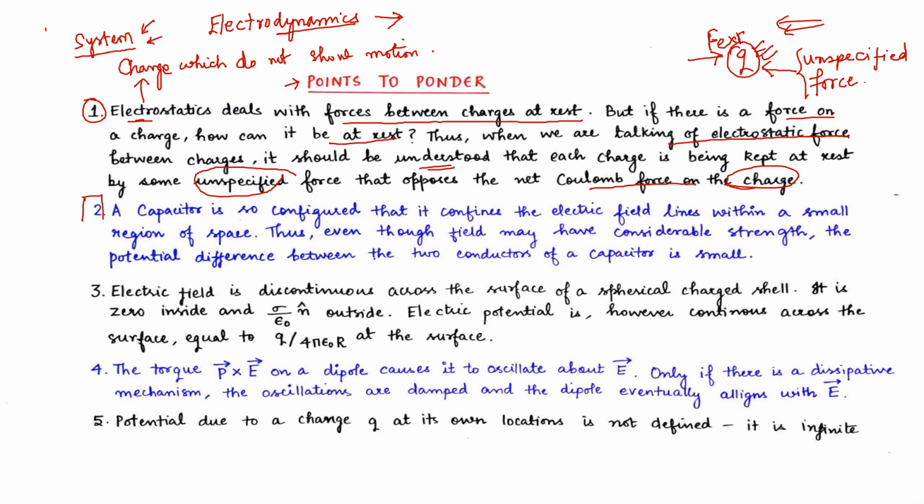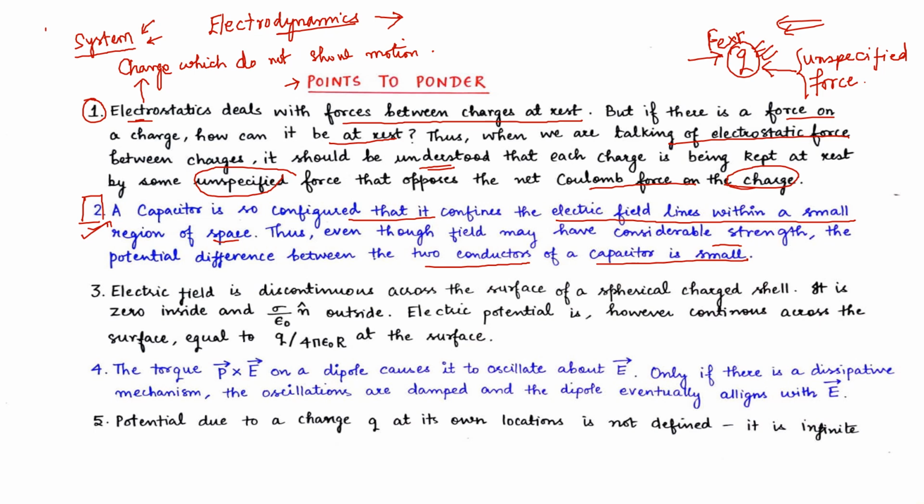Point number 2: a capacitor is so configured that it confines electric field lines within a small region of space. Thus, even though the field may have considerable strength, the potential difference between the two conductors of the capacitor is small. In the next class, I will show you how a capacitor and a resistor look, what their size is, so you will understand this very nicely.